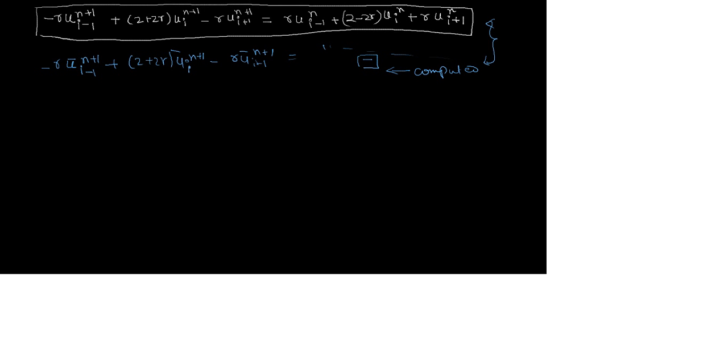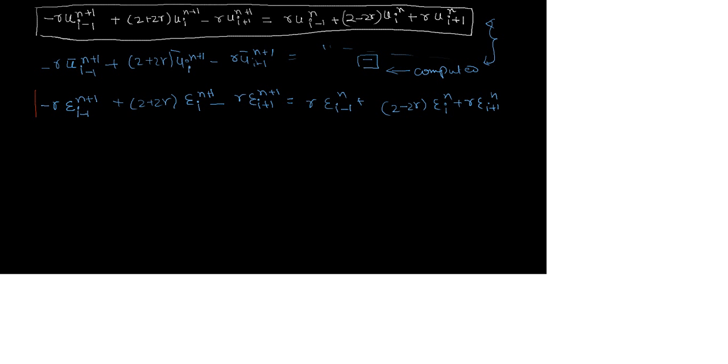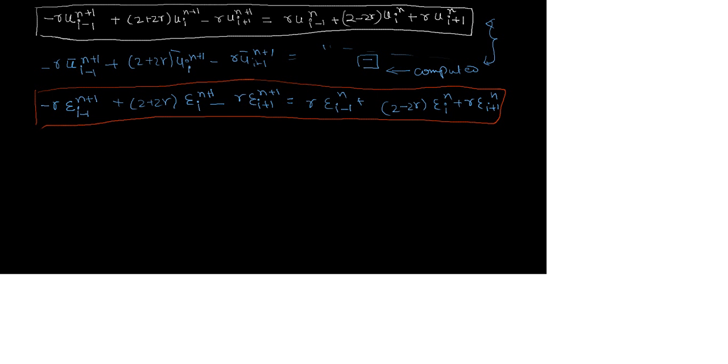If we subtract these two, we get minus R e_{i-1}^{n+1} plus (2 plus 2R) e_i^{n+1} minus R e_{i+1}^{n+1}, equals R e_{i-1}^n plus (2 minus 2R) e_i^n plus R e_{i+1}^n. This is the FDM scheme of the error. From the FDM scheme we are getting what the error will be.